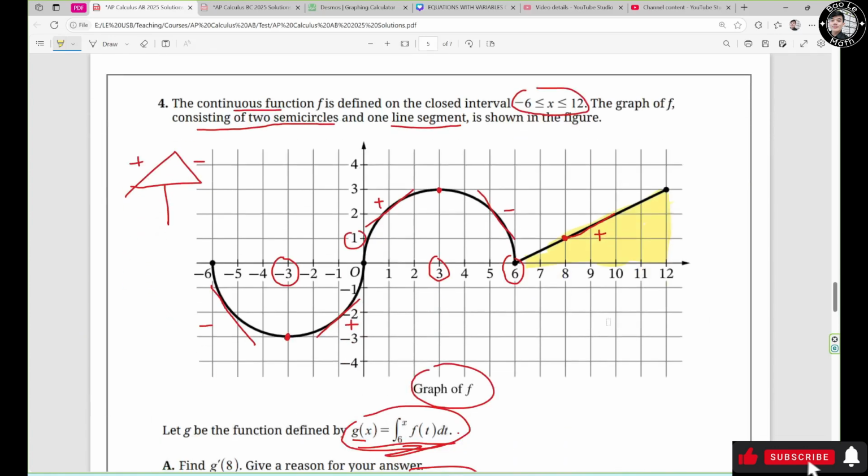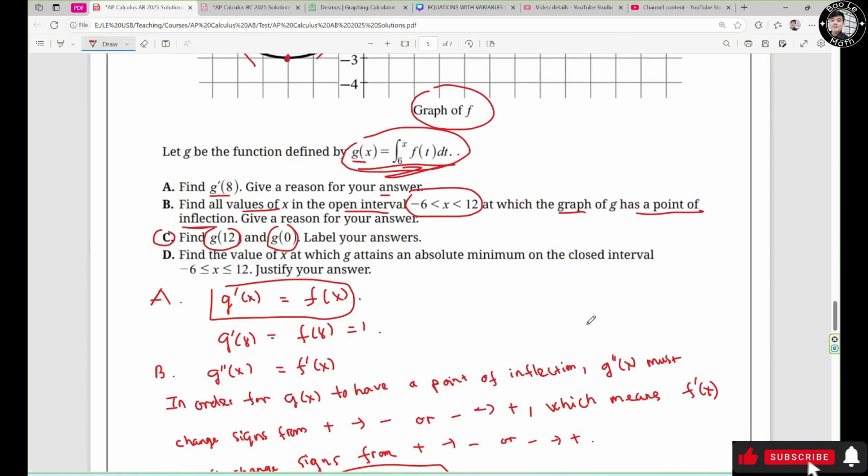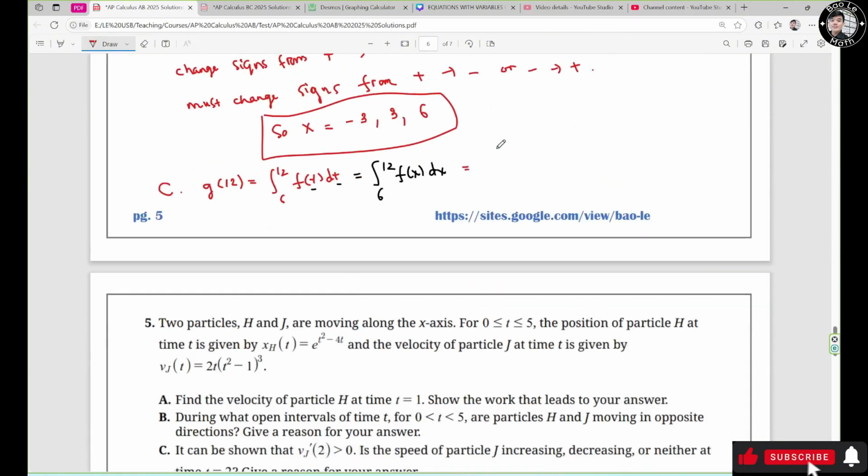Alright, so this is the right triangle. The area of the right triangle is base times height divided by 2. The base is 6 units. The height is 3, right? So you have 1/2 times 3 times 6, right? So it's going to be 9 square units, right?